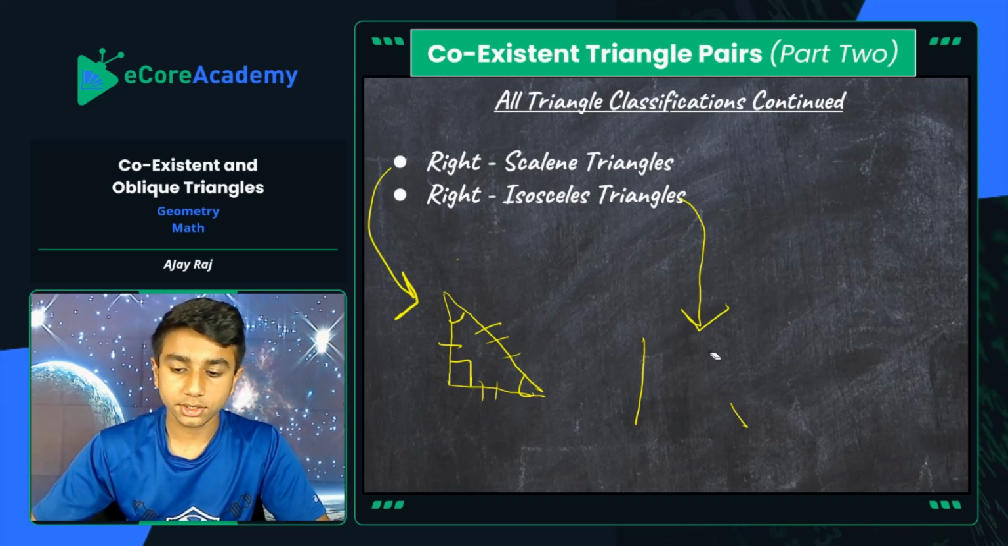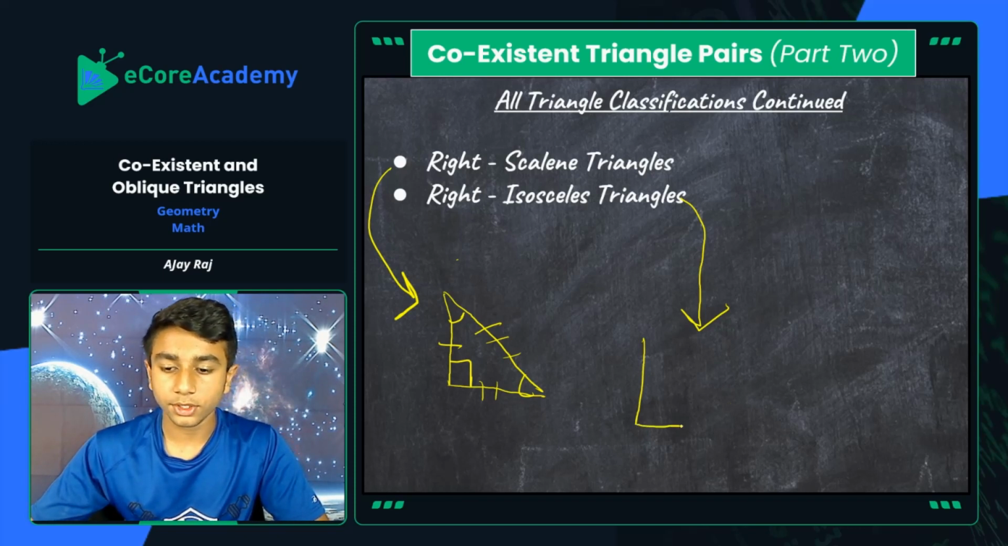The cool thing about an isosceles triangle is that only 2 legs have to be equivalent. That is the height and the base. So the base and the height always are going to be equivalent.